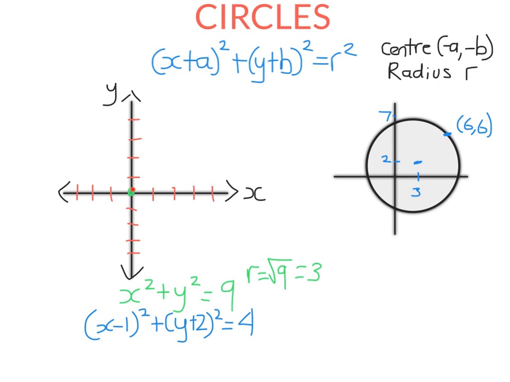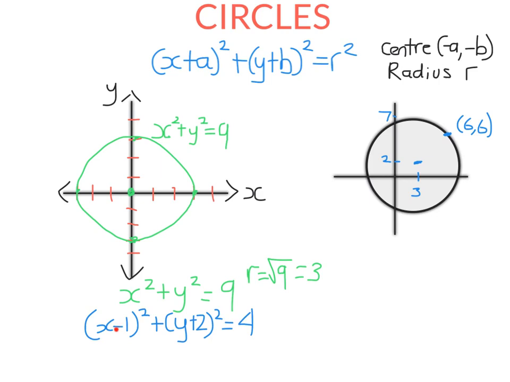So what I do is I start at the center, and I go 3 in all directions. So I'm going to go 3 to the right, 3 up, 3 down, and 3 to the left. And the circle will go through all of those points. So I know that this isn't the best circle ever drawn, but that's what the graph of x squared plus y squared equals 9 looks like. So I also have to make sure I label the graph with the equation.